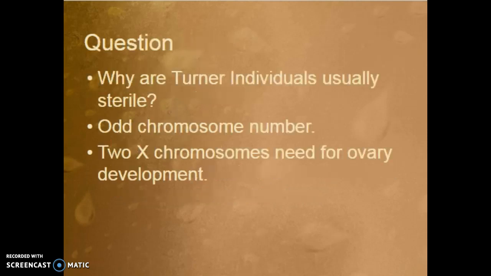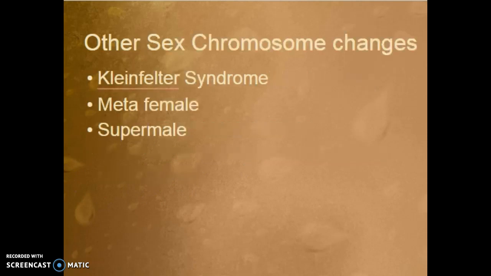So why are they usually sterile? Because they have an odd chromosome number. The extra X chromosome is important for ovary development. So things just don't match up right, and when things don't match up right, the body tends to shut down fertilization events. There are some other sex chromosomal changes.